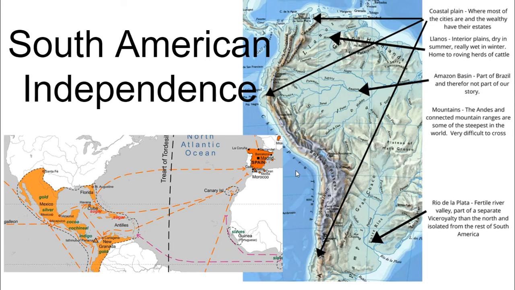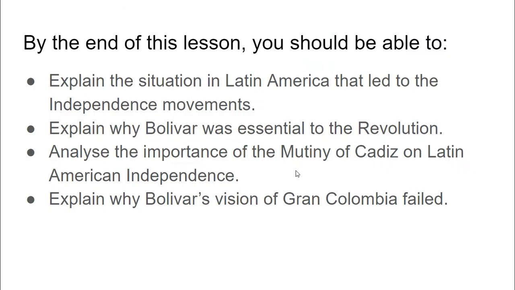I have a basic description of the geography of South America here, which will play a part in our story mainly because, man, mountains dominate most of South America. So, by the end of this lesson, you'll be looking at why Latin Americans wanted to revolt. You'll be able to explain why Simon Bolivar was essential to the revolution. You'll look at why the mutiny of Cadiz led the whole thing to sort of turn and the revolutionaries to win. And then we'll look at why Bolivar's vision of Gran Colombia failed, and there is no United States of South America to challenge the United States of America in dominance of the American continents.